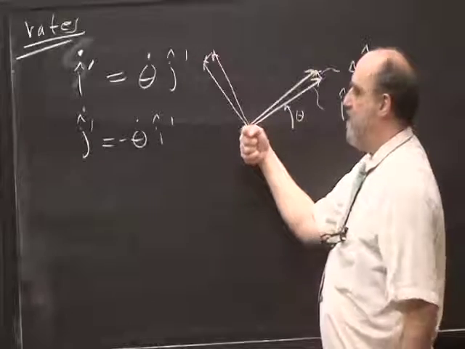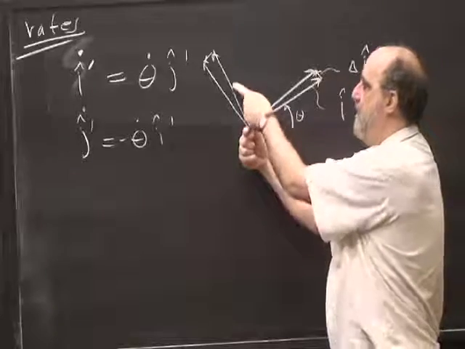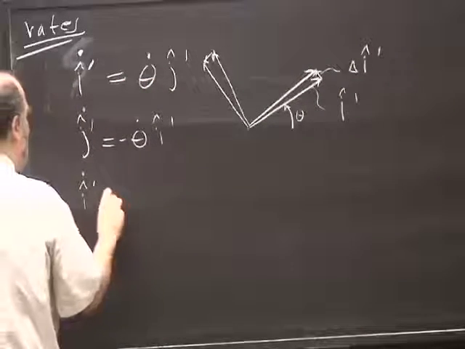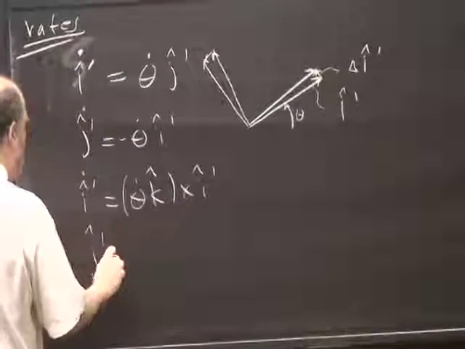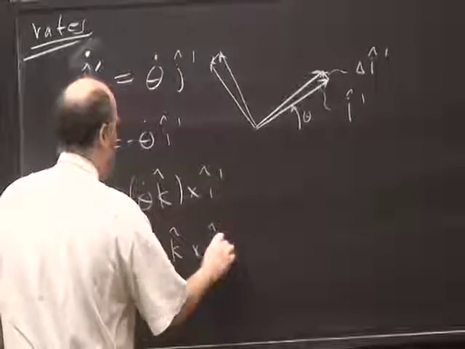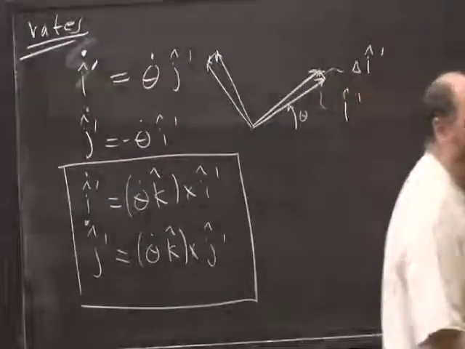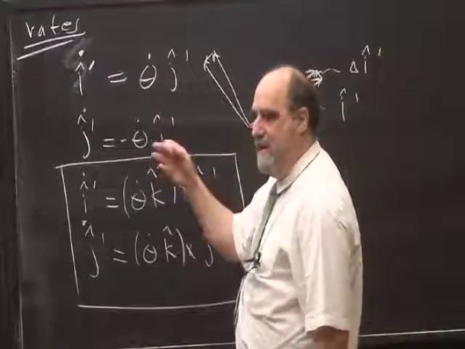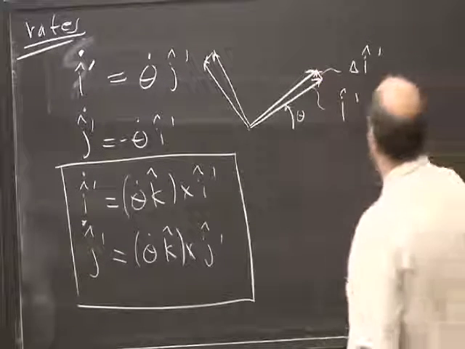And there is, which is if we take the cross product of K with this vector, it gives us one in that direction. And if we take the cross product of K with this vector, it gives us one in that direction. So we can replace these formulas with I prime dot is equal to theta dot K crossed with I prime, and J prime dot is theta dot K cross J prime. And now we don't have to worry about where the minus sign is. So we get the rate of change of these vectors by a cross product. And even though this is a two-dimensional problem, we use a three-dimensional cross product to get this result.